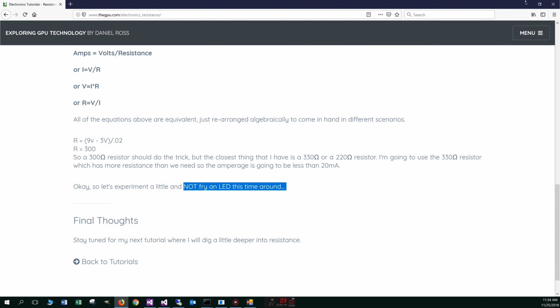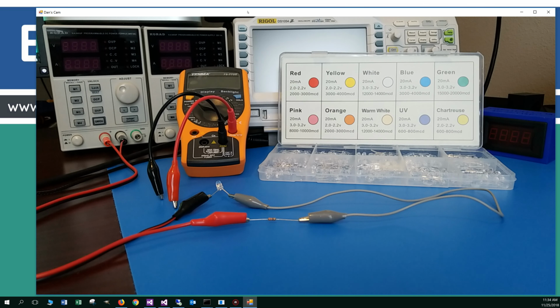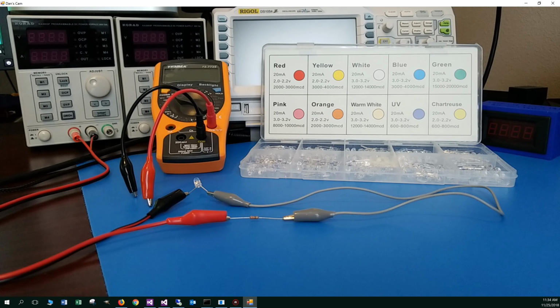So I'm going to minimize that, bring up my little camera here, and maximize it there. I've got my digital multimeter in here today, and the same power supply from yesterday. Now I've got the 330 ohm resistor hooked in right here, and then a brand new, fresh, non-burnt up white LED here. 20 milliamps is the rating on that, 3 to 3.2 volts.